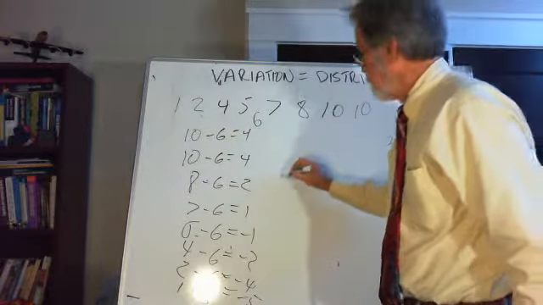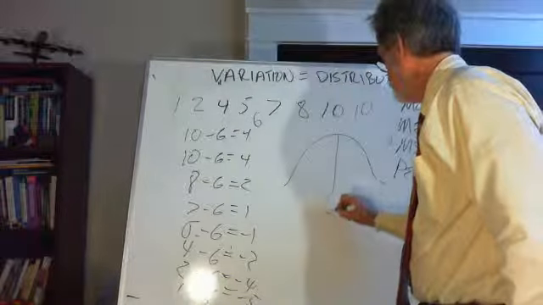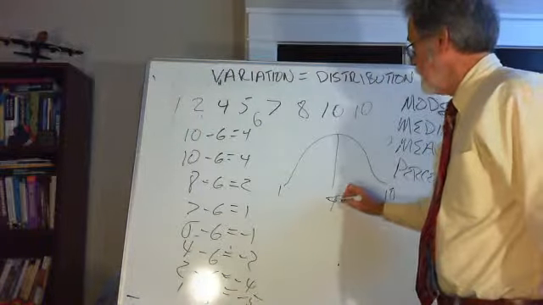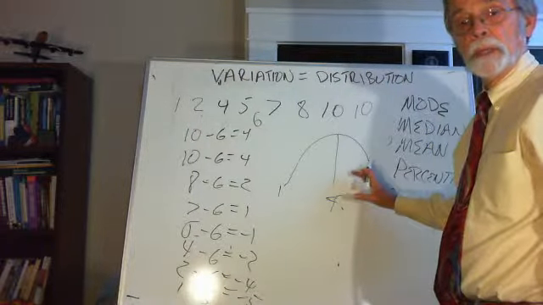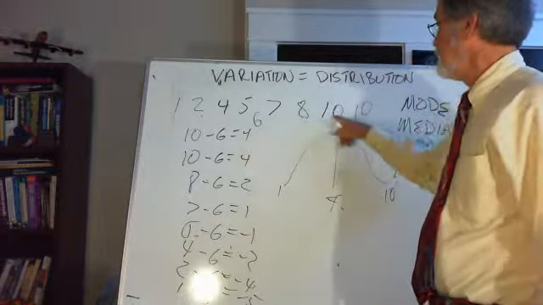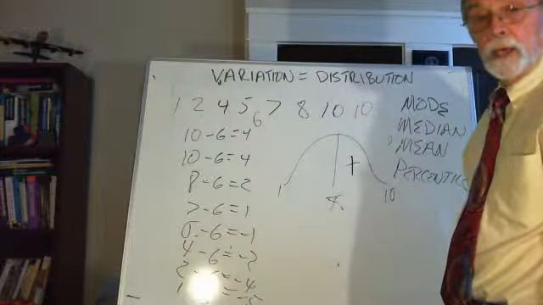then we know, and we'll go ahead and draw one of these deals we'll look at here in a minute. Here's the mean, and here's 1, and here's 10. Everything to the right of the mean is going to be higher than the mean, as you can see here. 7's higher than 6, 8 higher than 6, 10 higher than 6, 10 higher than 6. So we're going to get positive values on the right-hand side.